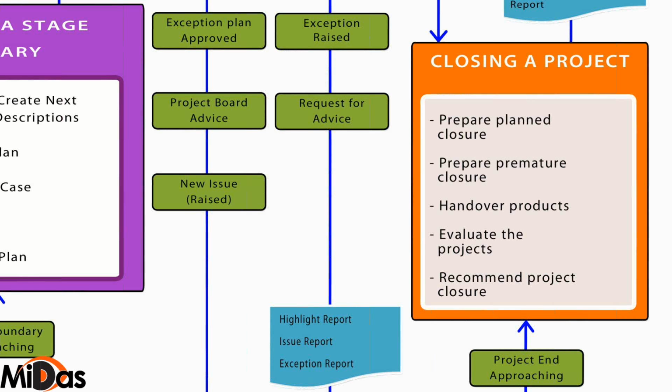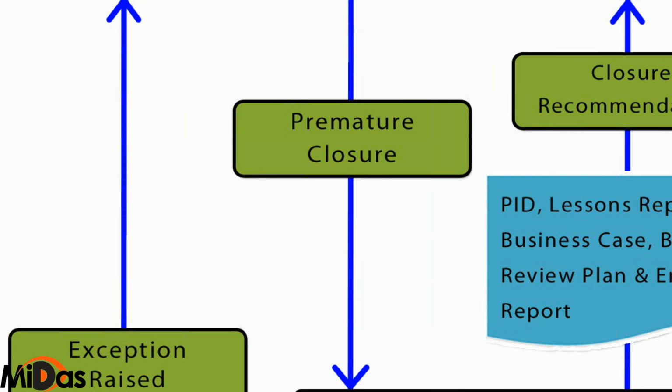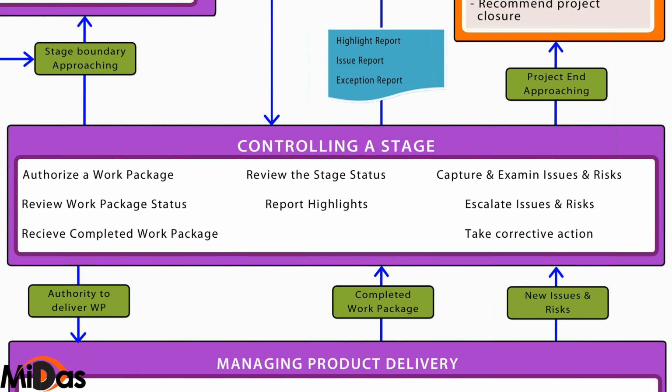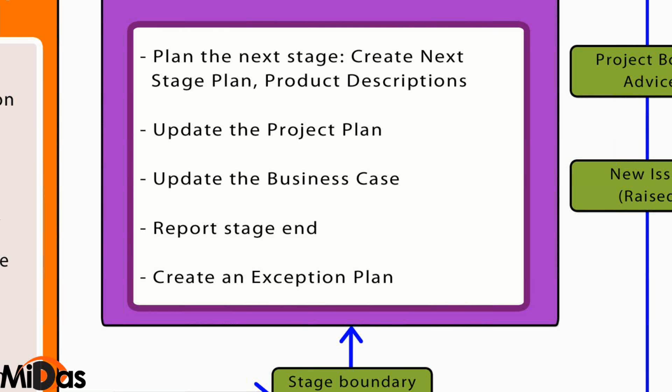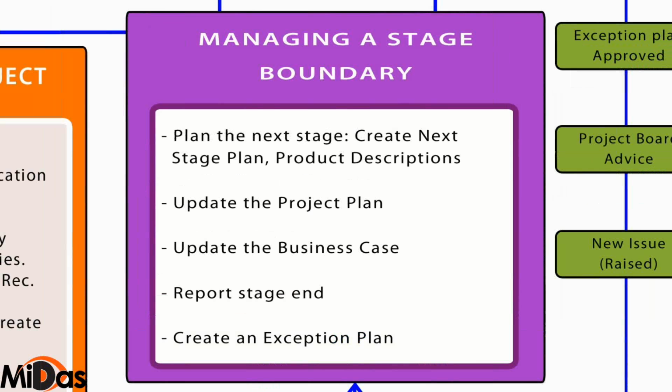So if you are coming towards the end of a stage, you would basically be approaching the stage boundary. When you are approaching a stage boundary, you need to plan for the next stage. There cannot be dead air within the project. Because we are approaching the end of a stage, we need to plan how we are going to implement the next stage, what products we are going to deliver in the next stage, and how things will be managed in the next stage. And any recommendations that need to go in the plan for the next stage, we'll do so in this particular stage, that is managing a stage boundary.